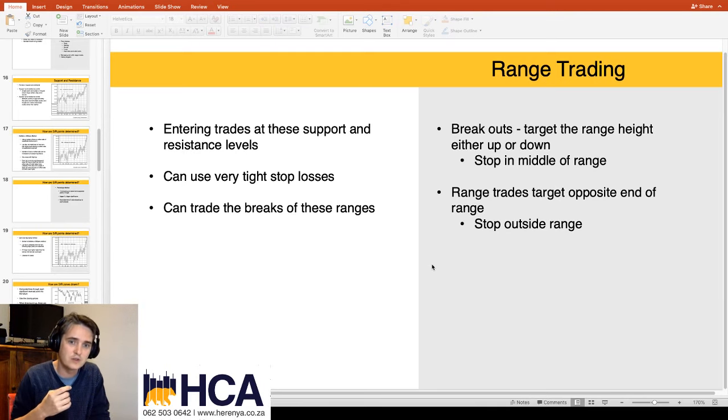So range trading, or trading the support and resistance levels, for example, could give you very high risk reward setups, or very high probability trades where, for every R1 you risk, you might be looking to make R4 profit, which is fantastic, right? So you can have very tight stop losses. And of course, you can also trade the break of the ranges. So you can do it 2 different ways.